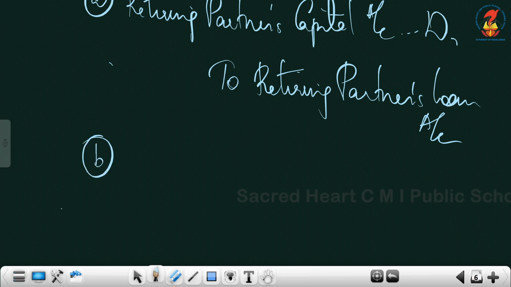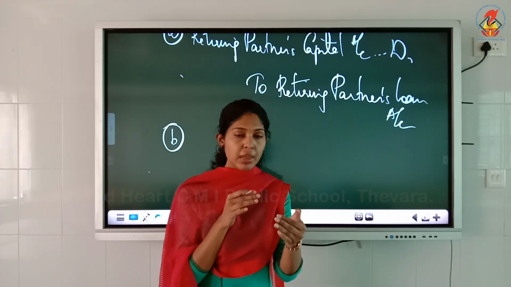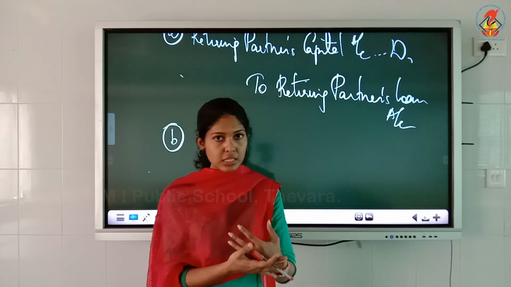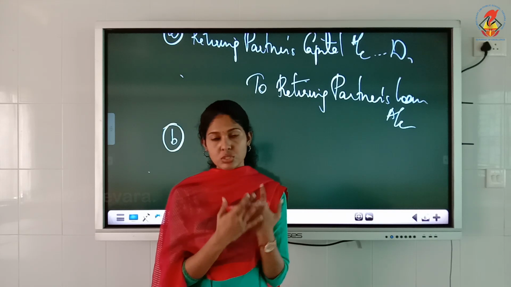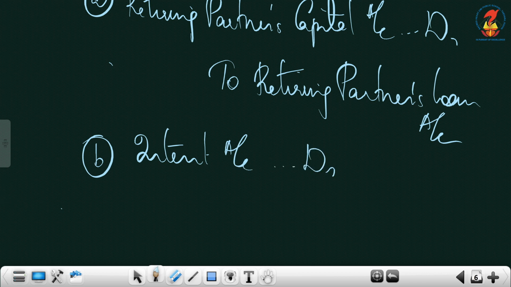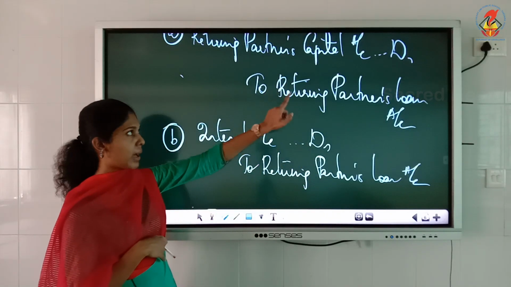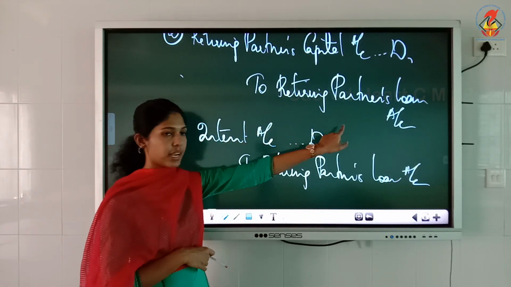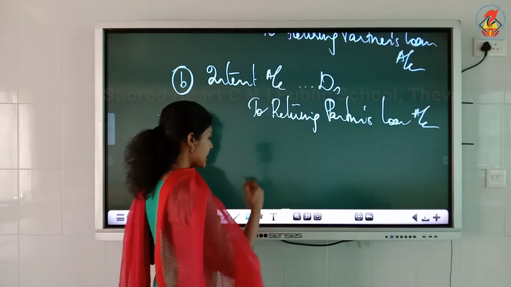Then the second entry is, that means we transfer to loan account. Since we are paying in installments, that means only some amount or a part amount will be paid now. So, we have to pay an extra amount called interest along with that. So, interest also we will transfer now. So, the next entry is interest account debtor to retiring partners loan account. So, this is the next entry. First we transferred the balancing figure of capital to retiring partners loan, then you should transfer the interest also to loan account. Finally, we will settle the loan account.